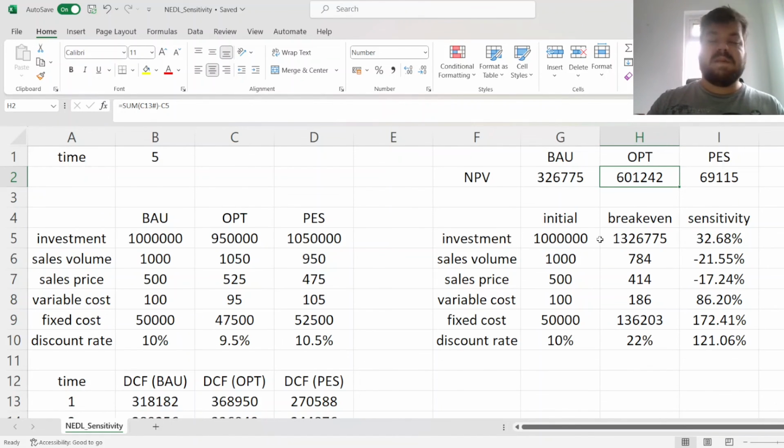And that's all there is for some simple sensitivity and scenario analysis for investment appraisal in Excel.